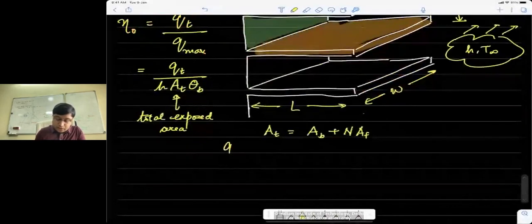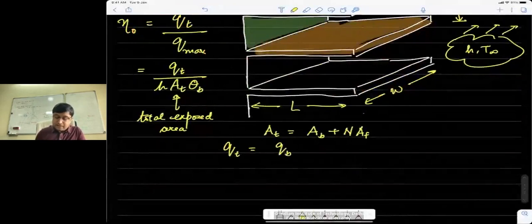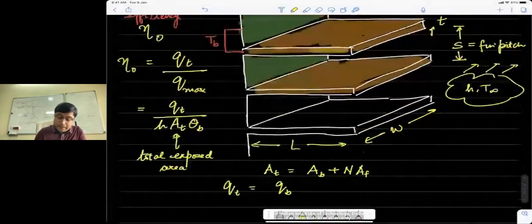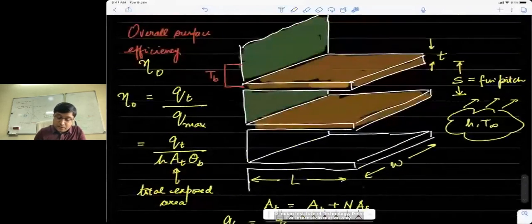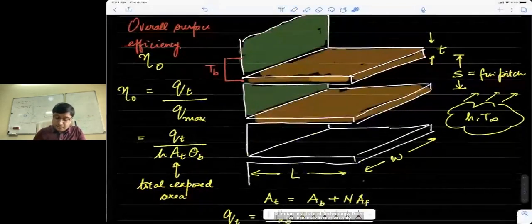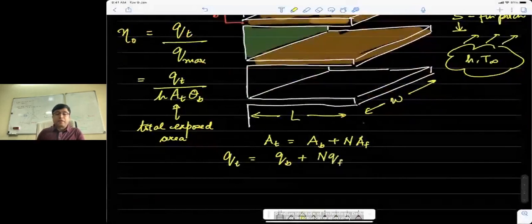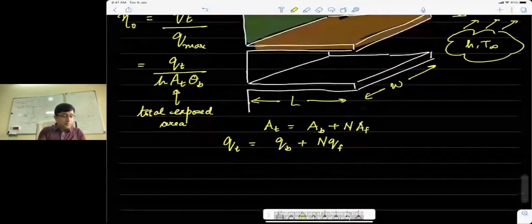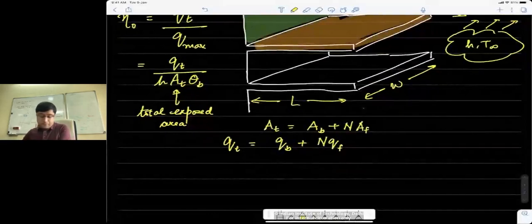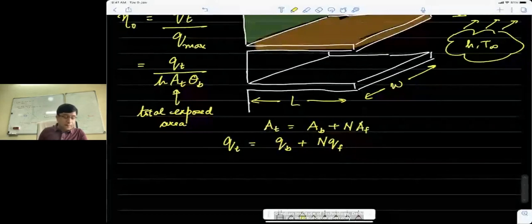So QT, which is the total heat transfer, will actually be Q from the base. Don't assume that QB is just one area. It takes into account all these areas, 1, 2, 3, and whatever areas are there in the problem. So QB plus n times the heat transfer taking place from each fin. That would be the total amount of heat transfer that we should expect.